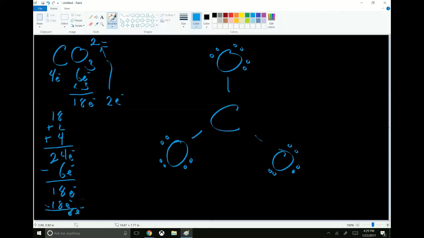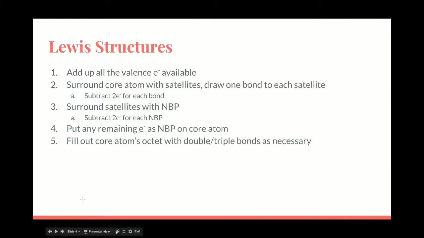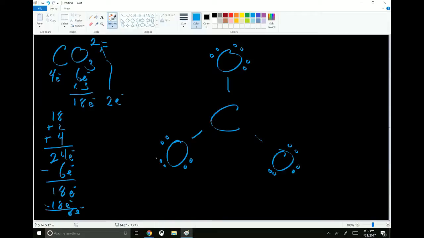We're out of electrons. So any remaining would go on carbon. There are none left, so no non-bonding pairs on carbon. But you look at the last step, you need to fill out the core atom's octet using double or triple bonds. Carbon right now has 2, 4, 6 electrons. Carbon is not yet happy.